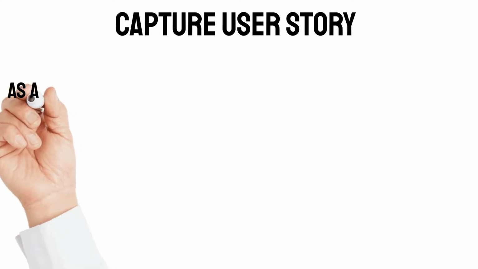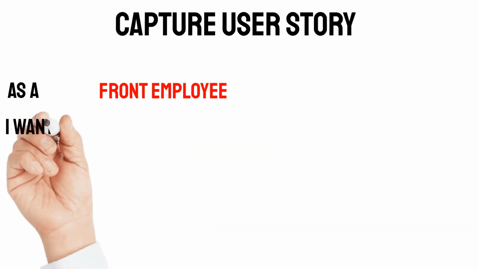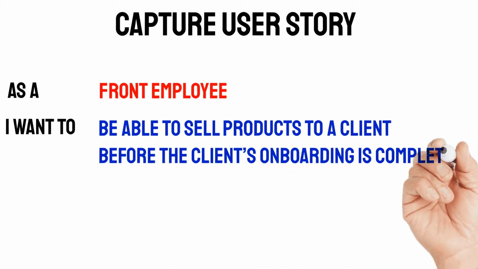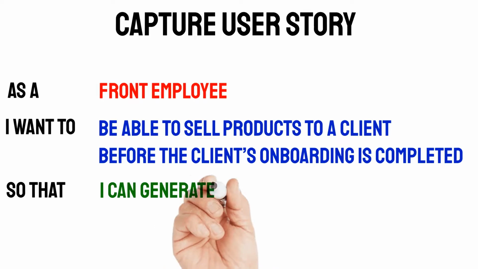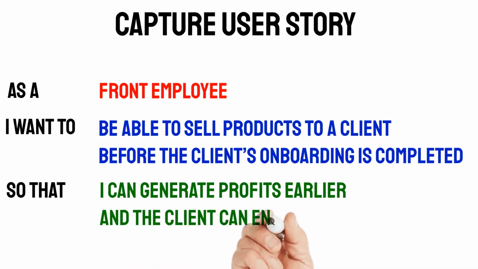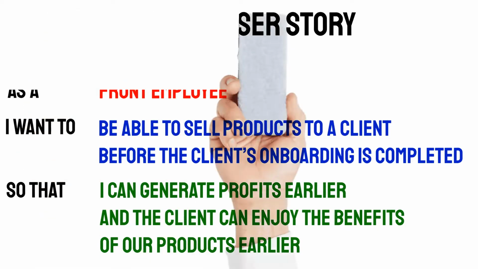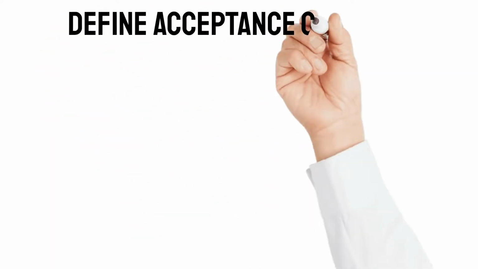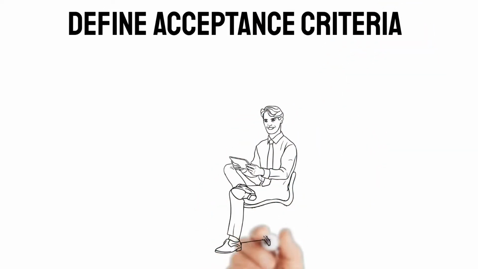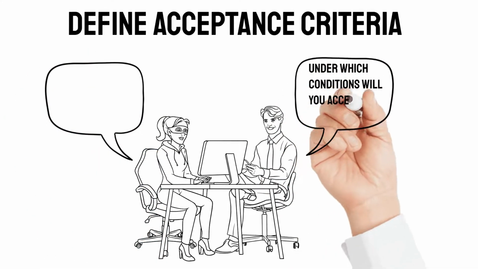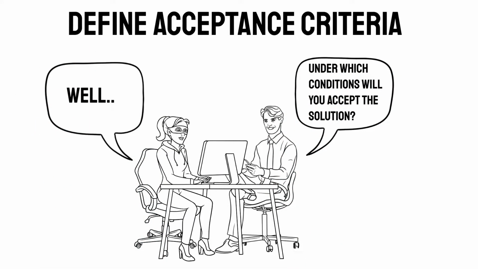So in our example, as a front employee, I want to be able to sell products to a client before the client's onboarding is completed, so that I can generate profits earlier and the client can enjoy the benefits of our products earlier. That's the user story based on the business need we just have clarified. Every user story is also backed with acceptance criteria. So the next step is to define acceptance criteria. Basically, the question is, under which conditions will the front employee accept the solution? That's the basic question, and acceptance criteria are the answer to this.